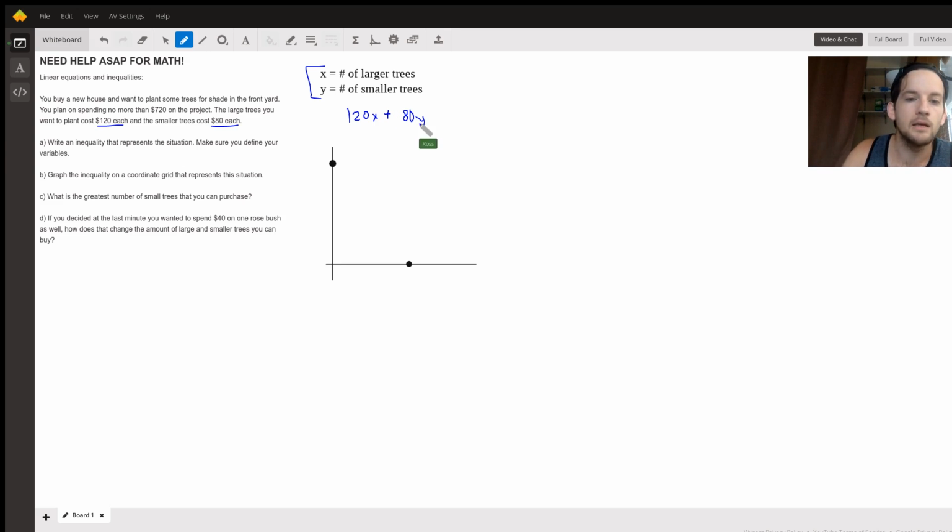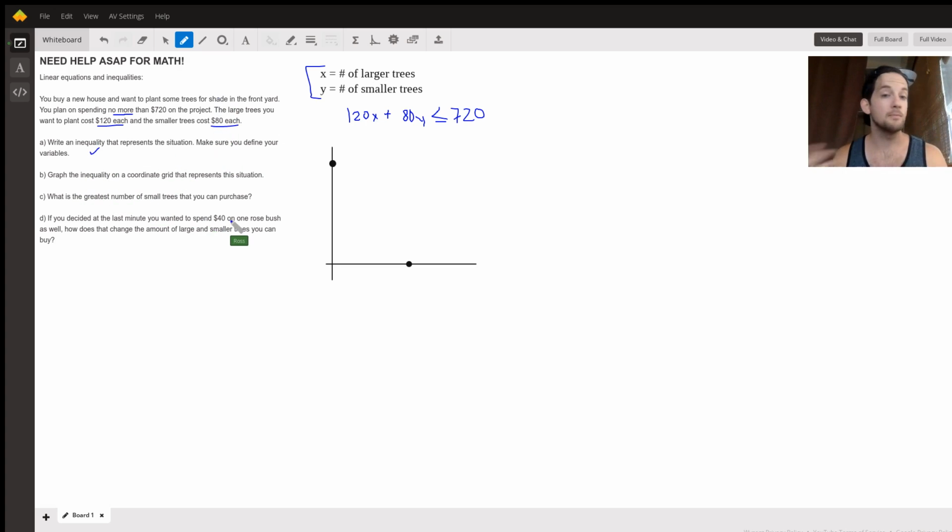So to get our inequality, we need to know what symbol to use. With inequalities, we can use a less than, a greater than, less than or equal to, greater than or equal to. In this case, it says we want to spend no more than 720, so I'm going to put a 720 at the end. No more than means we can spend everything less than 720 and we can spend 720, because no more than means we don't want to go over it, but we can spend 720. So this is a case where we'll use less than or equal to. That's going to be your inequality for part A: 120x plus 80y should be less than or equal to 720.